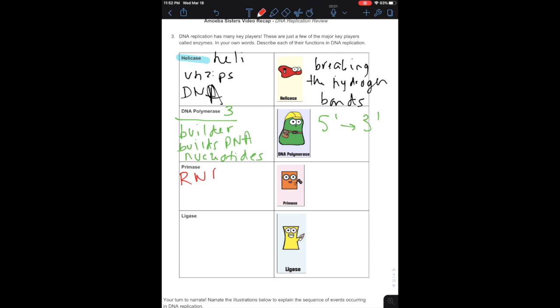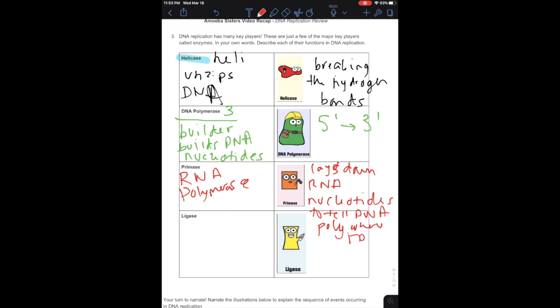Primase is an RNA polymerase. It lays down RNA nucleotides to tell DNA polymerase where to start building.